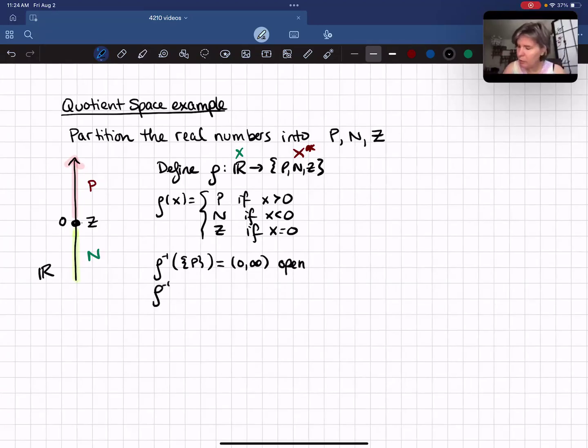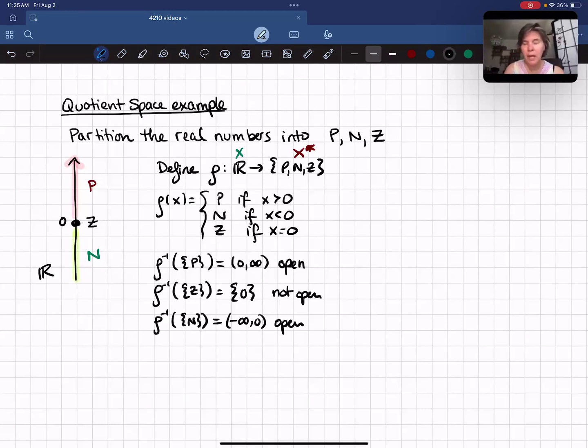What about rho inverse of singleton Z? Well, the inverse image of Z is all the points that get mapped to Z. Only one point gets mapped to Z, which is 0. So that's just a single point in R. Is a single point in R an open set? No, not open. And then finally, what about rho inverse of singleton N? That would be negative infinity to 0. That is open.